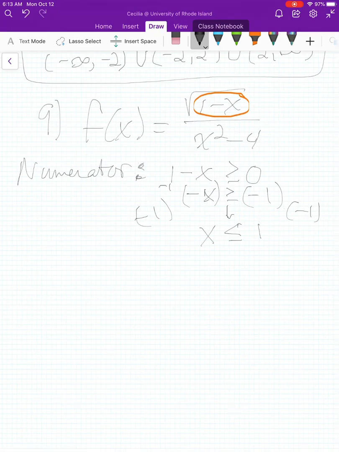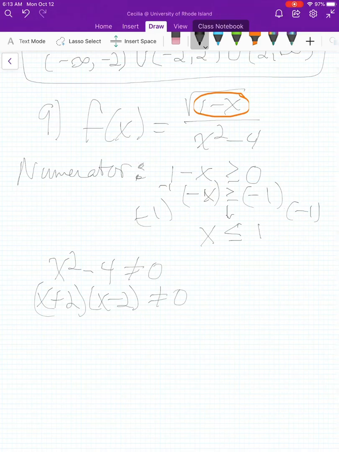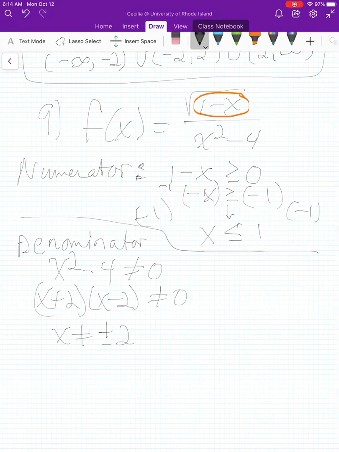Now for the denominator, we have that the denominator cannot equal 0. So x squared minus 4 cannot equal 0. X plus 2 times x minus 2. We just solved this one in the previous problem. Cannot equal 0. So we know that x cannot equal plus or minus 2. All right, so how do we put this as the denominator? Okay, so now we need to put all this information together.